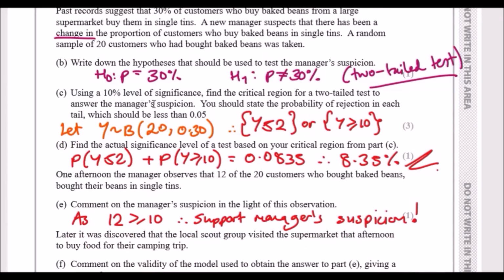Part C. Using a 10% level of significance, and this is two-tailed, so we're looking at 5% because it's halved. It's 5% on the left, 5% on the right, so upper and lower. Find the critical region for a two-tailed test to answer the manager's suspicion. You should state the probability of rejection in each tail, which should be less than 5%.